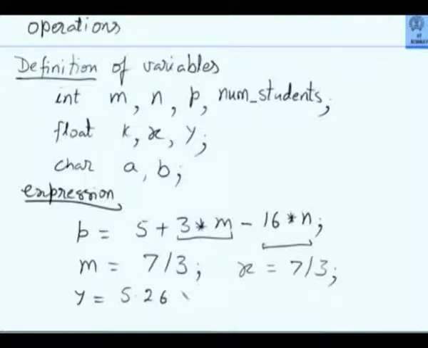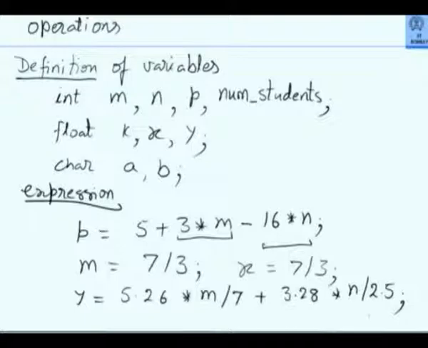Okay. If you have a mixed mode operation, for example, suppose I say y is equal to 5.26 multiplied by m divided by 7 plus 3.28 multiplied by n divided by 2.5. So this is an expression. M and n are integer, y is floating point. So can you tell me what will be done? How will this expression be evaluated?